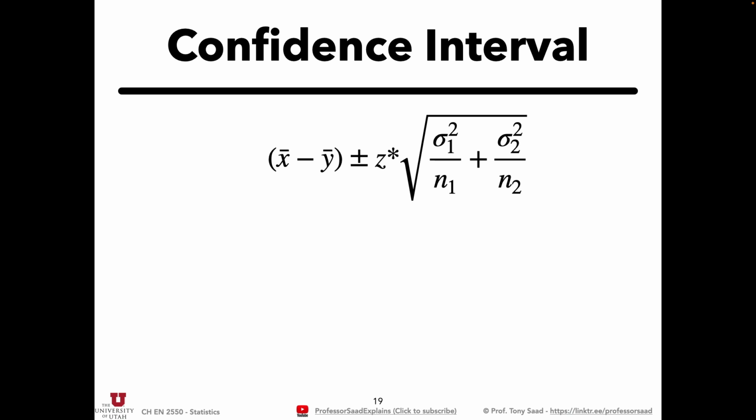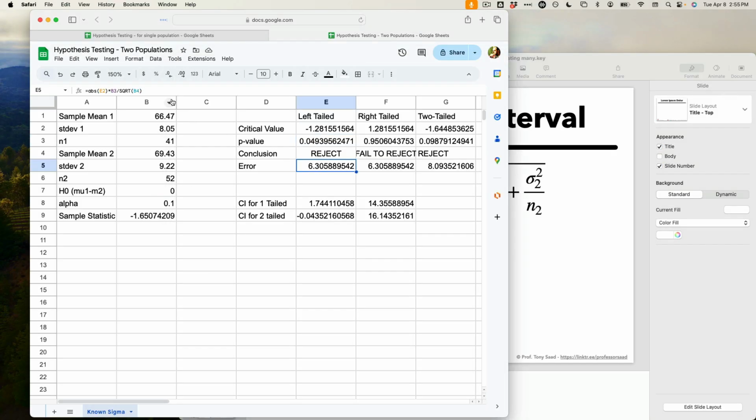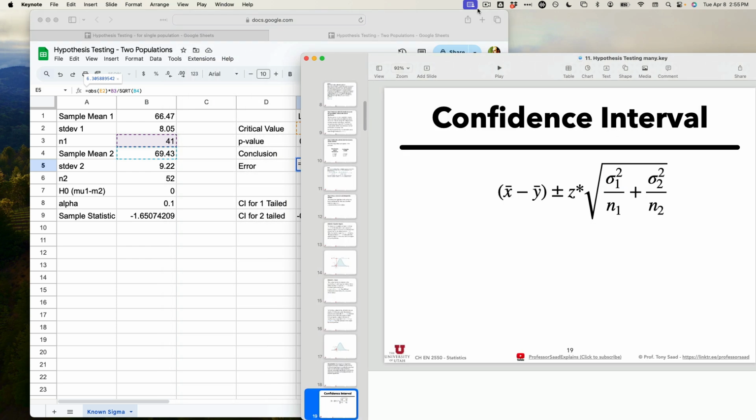Similarly to what we did before, with a two population confidence interval, we're saying that the true difference in population means is between X bar minus Y bar plus or minus that critical value, that Z value, times the square root of this formula for the combination of the variances. Now, this should work straight out of the box because we've had this already programmed. Actually, no. Here we need to change this formula. For the confidence interval, let's change it since we're at it.